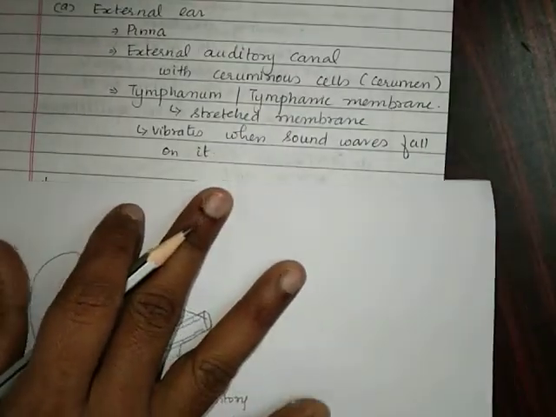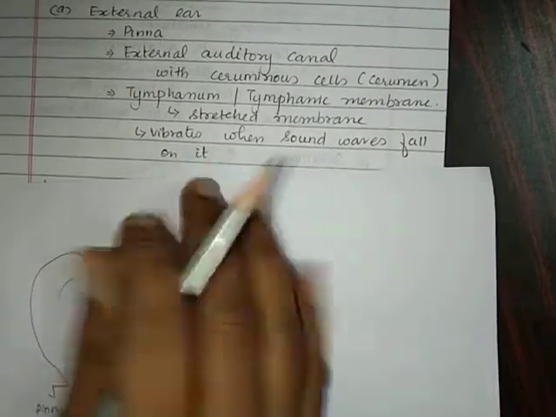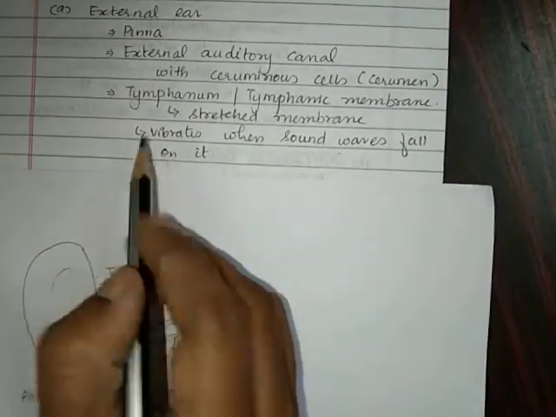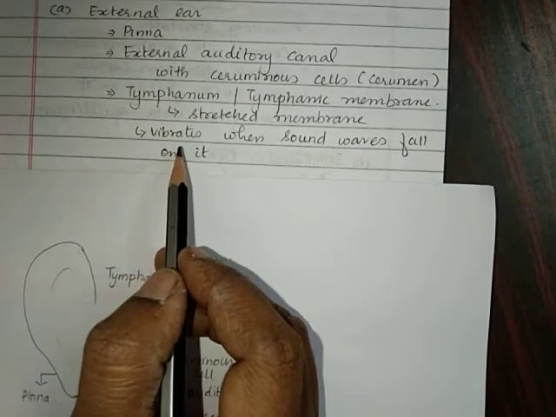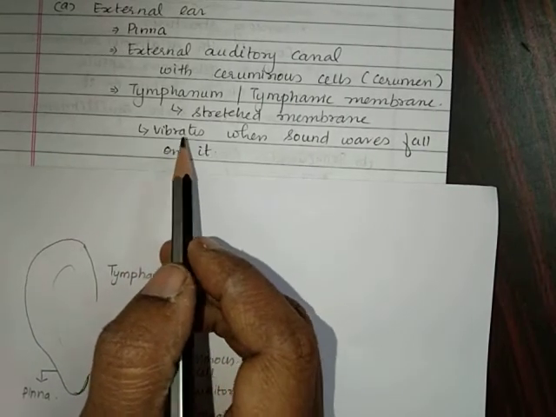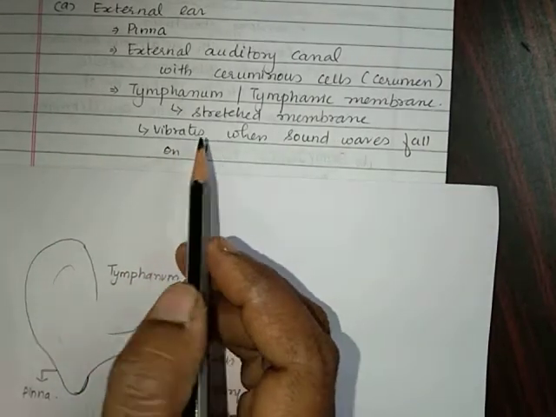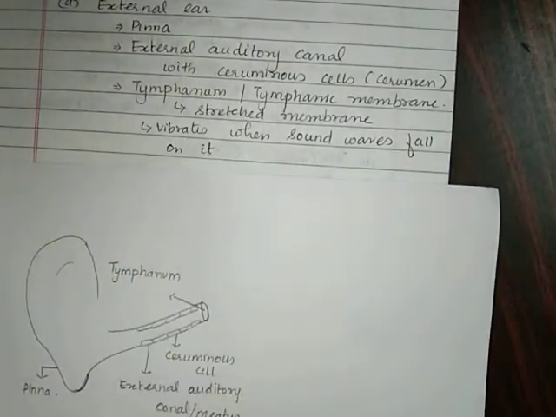The tympanum, called the eardrum, is so named because when sound waves fall on it, it is going to vibrate, which creates vibrations towards the inner ear, helping in detection of sound. So these are the parts of the external ear.